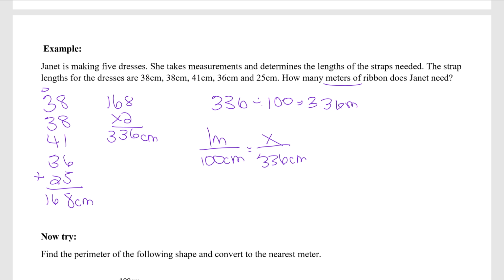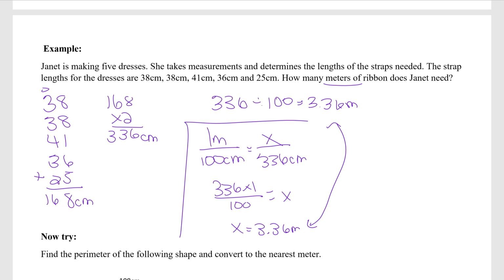Now this is the same type of problem we've been doing all along. So we multiply the numbers in the diagonal, which are 336 times 1, and we divide by that other number, which is 100. And we get that 336 times 1 divided by 100 is 3.36 meters. So you can see we got the same answer both times. It's just two totally different methods, and either one is perfectly fine.